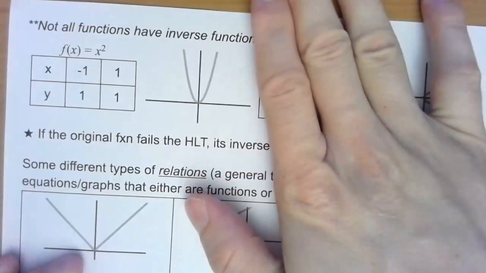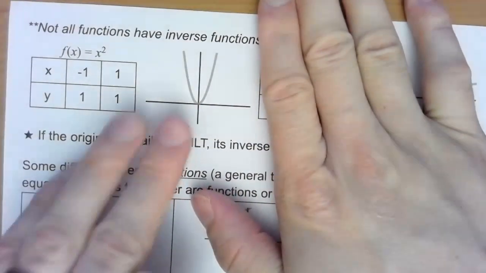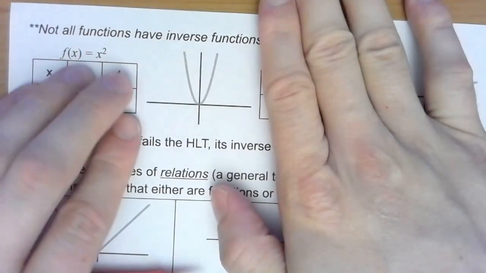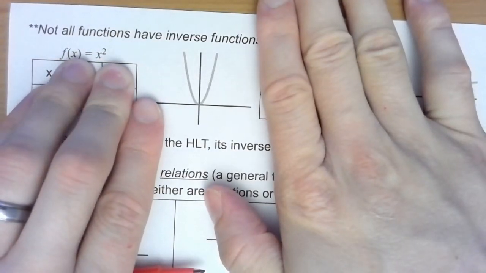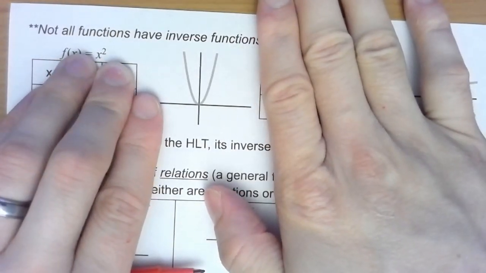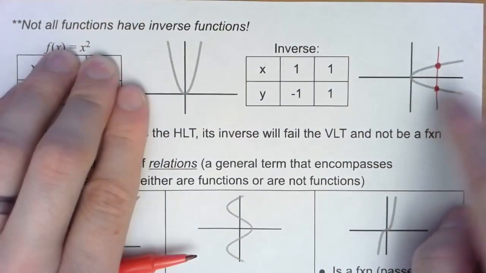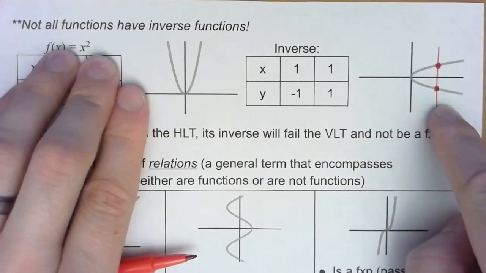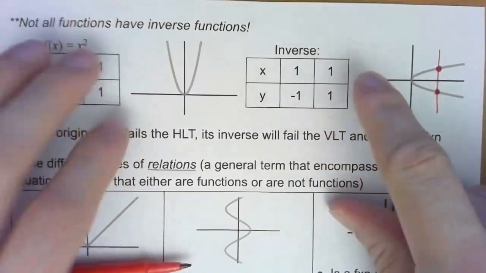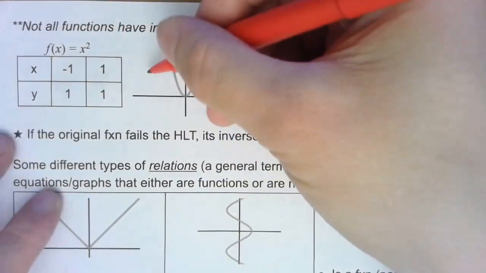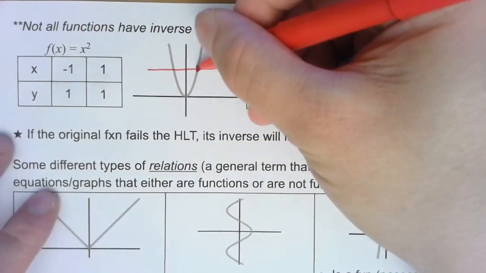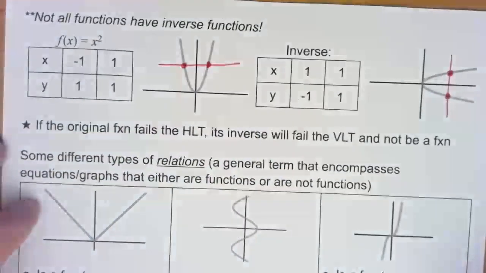Let's see, if we didn't know this right here, how could I look, and let's say we don't want to just have a table of values. Let's just say that we had this. How could we figure out whether or not the inverse is a function? Okay. Well, if the inverse is going to fail a vertical line test, switch x and y, and that means that the original function is going to fail a horizontal line test.